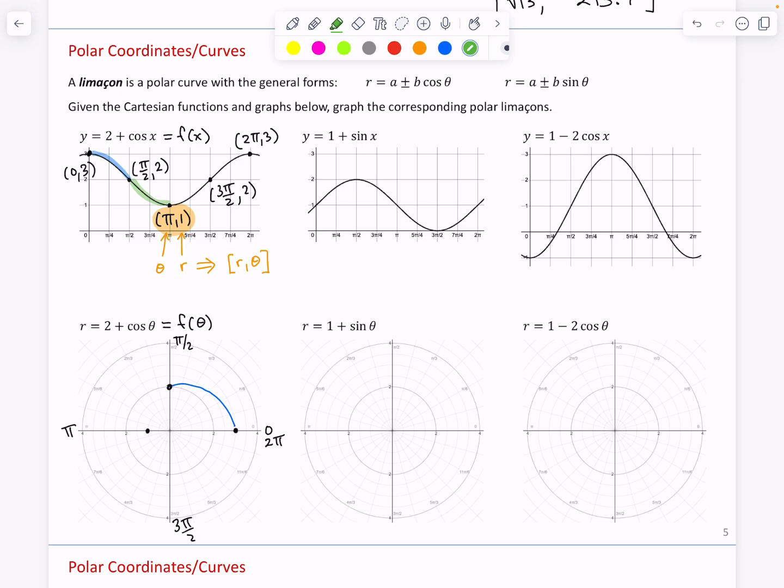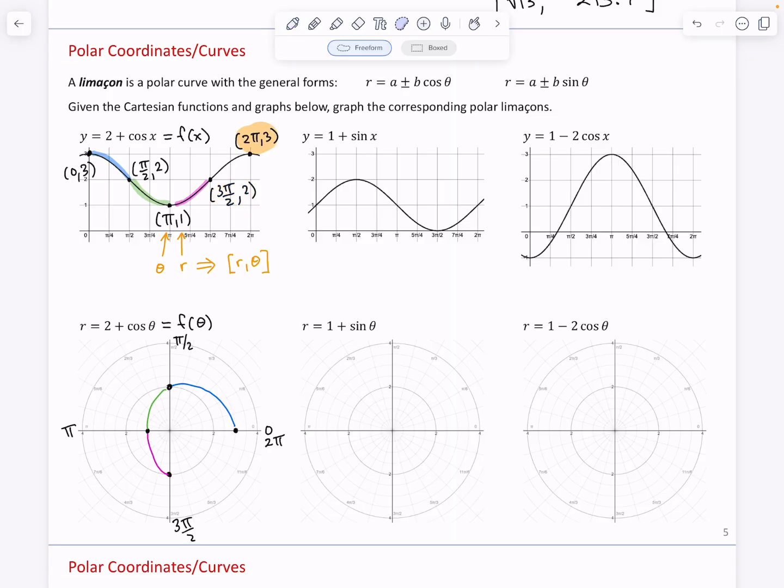This green portion of our rectangular graph corresponds to this green portion of our polar curve, where between angles pi halves and pi, the radius continued to shrink from 2 to 1. Now when theta is 3 pi halves, the radius has grown back up to 2, giving us this point in our polar curve. This pink portion of our rectangular curve corresponds to this pink portion of our polar curve, whereas theta varied from pi to 3 pi halves, the radius grew from 1 back up to 2.